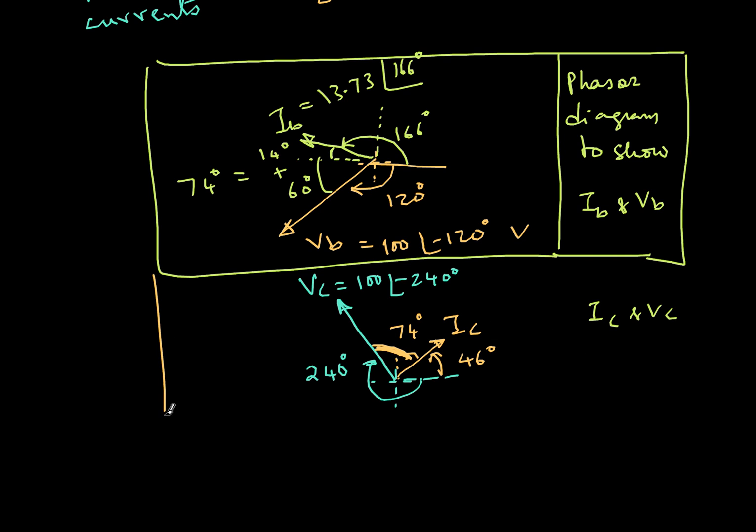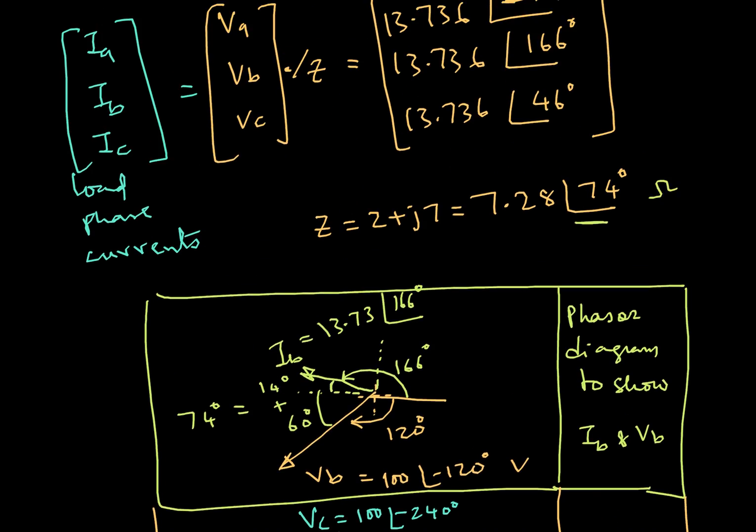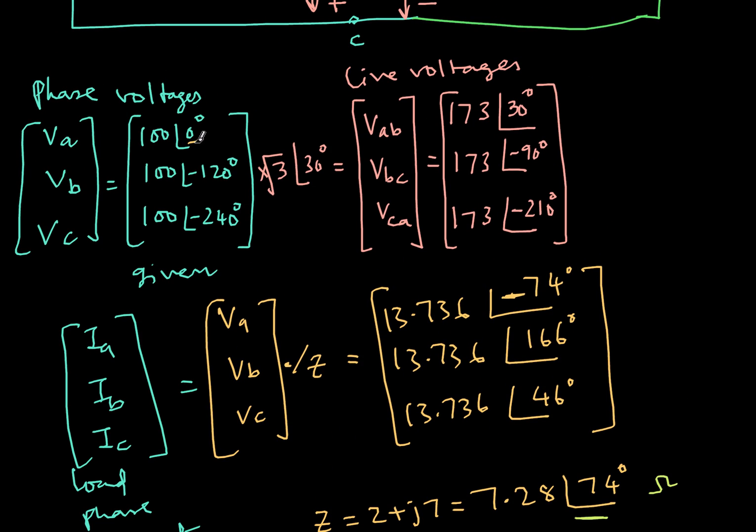So this is another vector diagram. I am not drawing it for VA and IA, because that is just obvious and straightforward, because you see VA angle is 0 and this is minus 74. Therefore the IA current is clearly lagging VA by that.